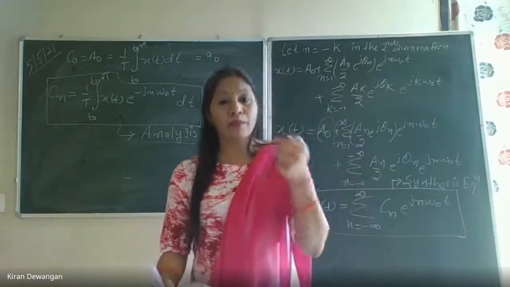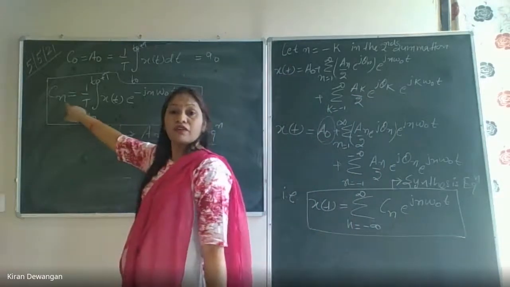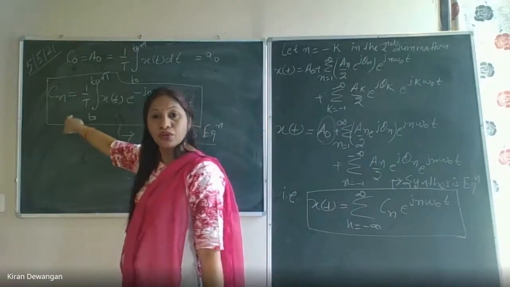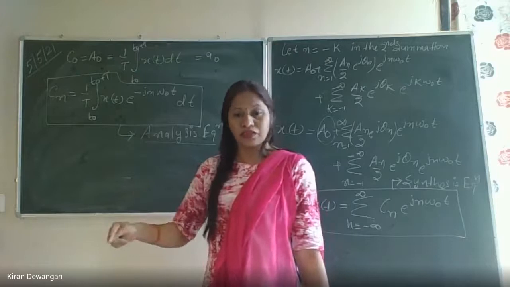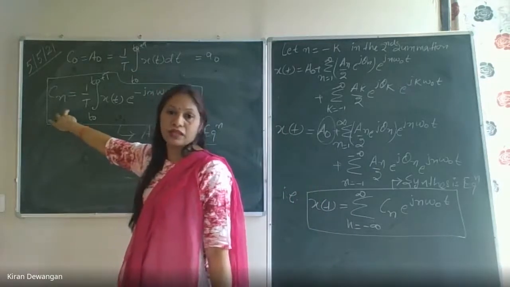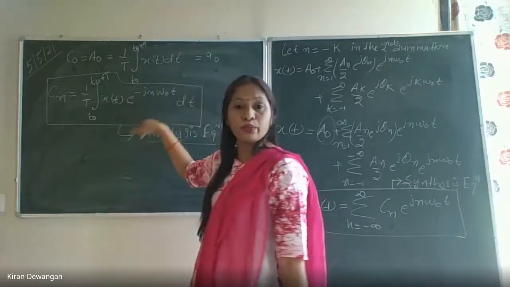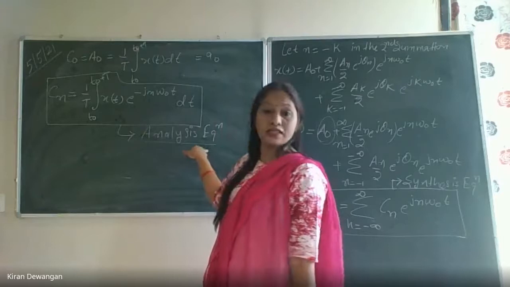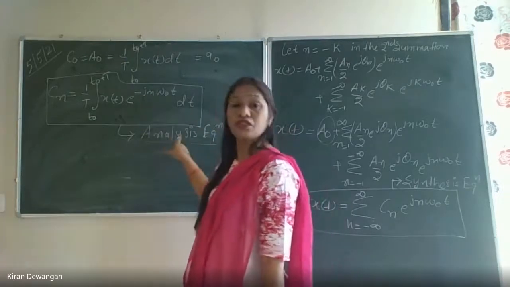So where we plot amplitude versus frequency, there will be the value of Cn, that is the magnitude of Cn. Where we plot the phase versus frequency, at that time we will take the phase value of Cn, meaning how much the phase value of it is. Okay? So that is what we will need for analysis purposes. That is why it is called the analysis equation, and this one is very important.